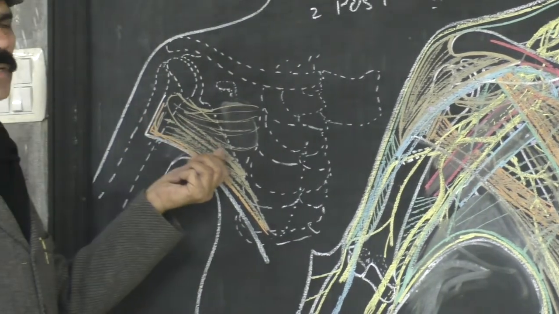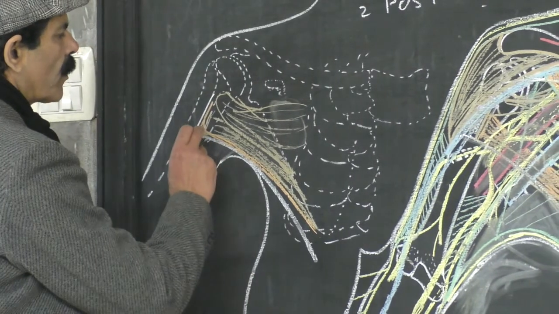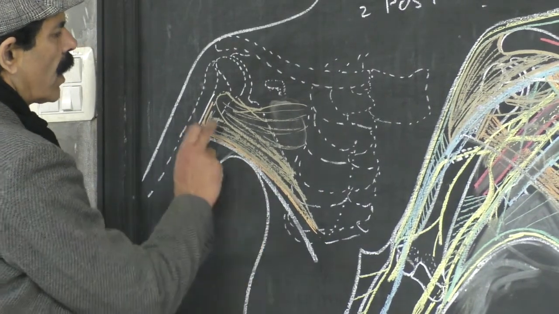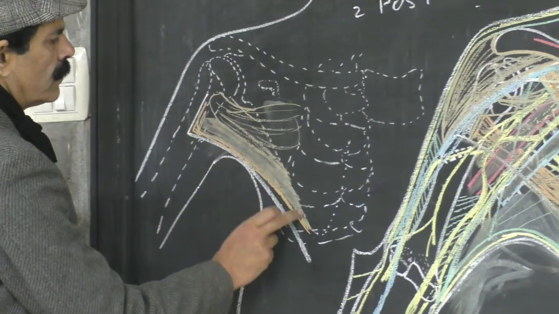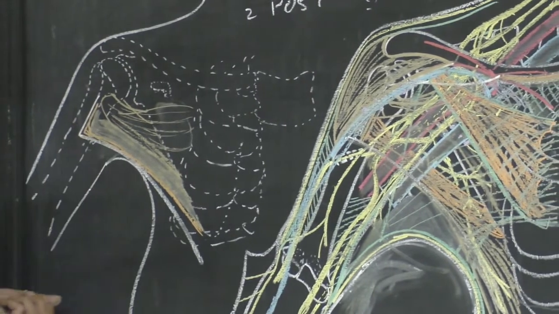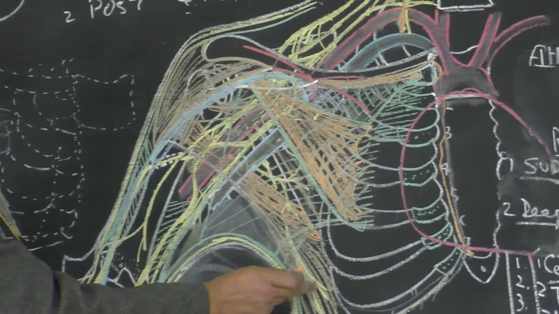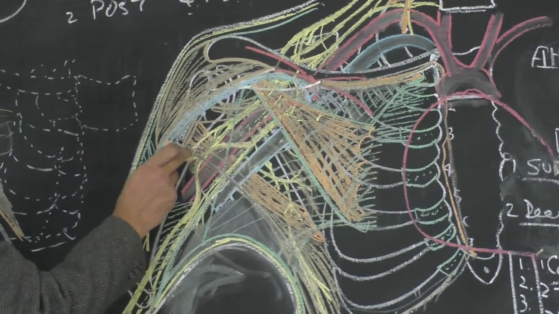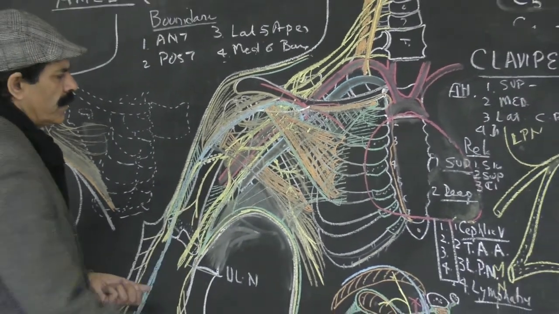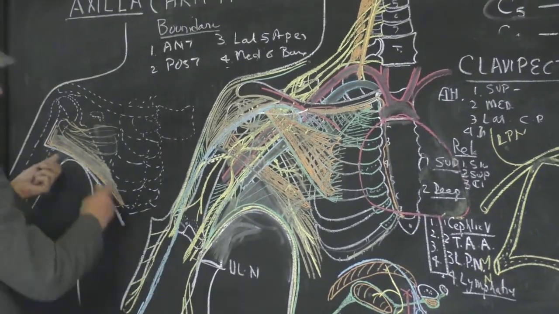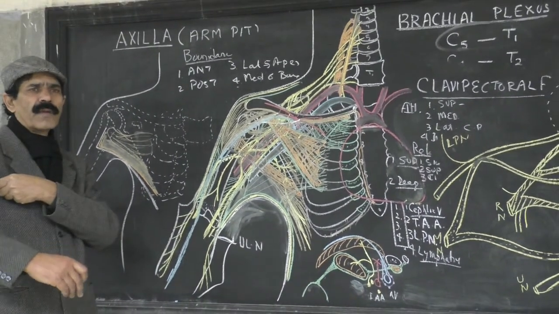So the pectoralis major forms the anterior boundary, and the posterior boundary is formed by the latissimus dorsi along with the teres major. So they are the posteriorly placed boundaries, the latissimus dorsi and below it the teres major muscle; they form the posterior boundary. So the anterior boundary and the posterior boundary are parallel, but they are away from each other.